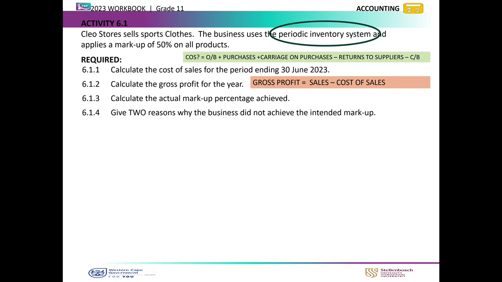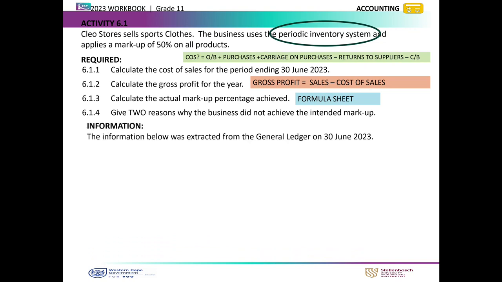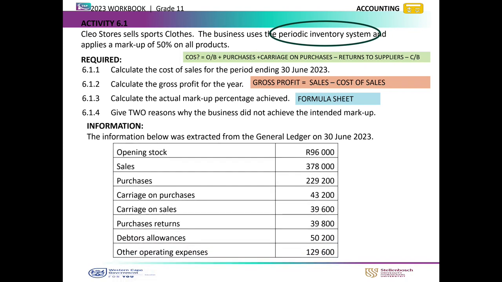The next question, 6.1.3, calculate the actual markup percentage achieved. That formula should always be looked for in your formula sheet, which you should remember. And then the last question, give 2 reasons why the business did not achieve the intended markup. Right. The information was extracted from the general ledger on the 30th of June 2023. We have a list of balances over here, and I'm sure you can see that if we look at all these formulas, it will be very easy. It's much easier for us to just input all these amounts.